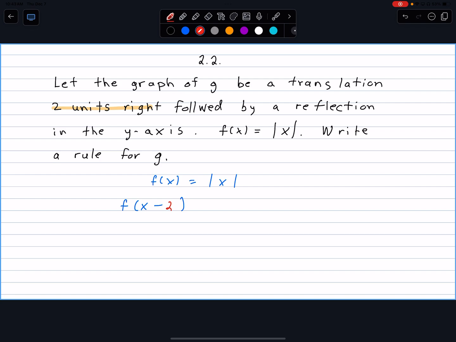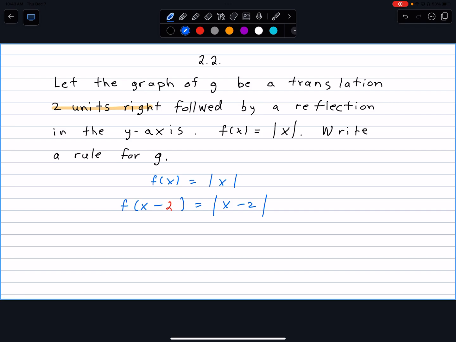So from here, reminder how this works. Anything that's in the parentheses, you're going to replace x with that stuff. So I'm going to take x and replace it with x minus 2. So in this case, I'm going to get the absolute value of x minus 2.